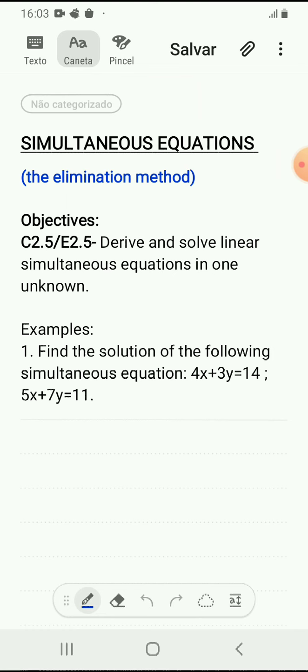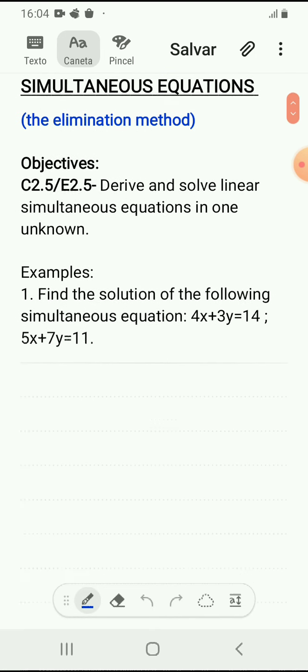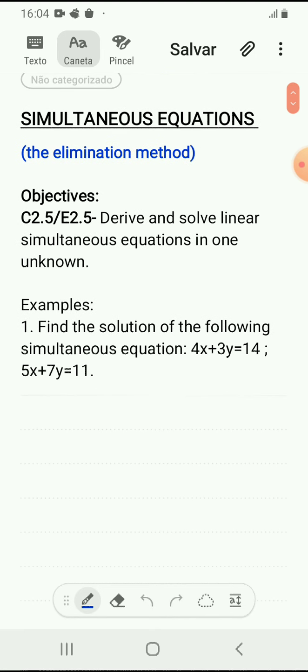Okay, so look at the following example. Find the solution of the following simultaneous equations. 4x plus 3y is equal to 14. Then we have 5x plus 7y is equal to 11. So today we'll look at the elimination method. We'll solve simultaneous equations using the elimination method.